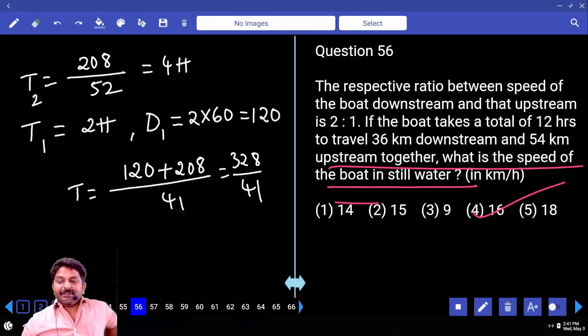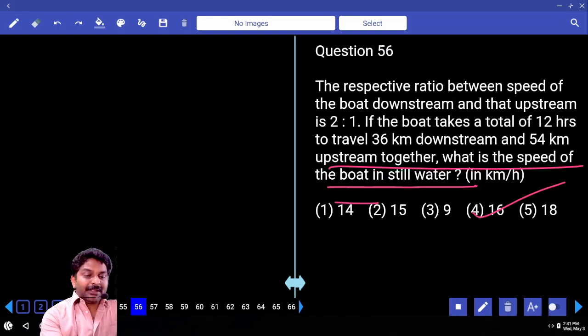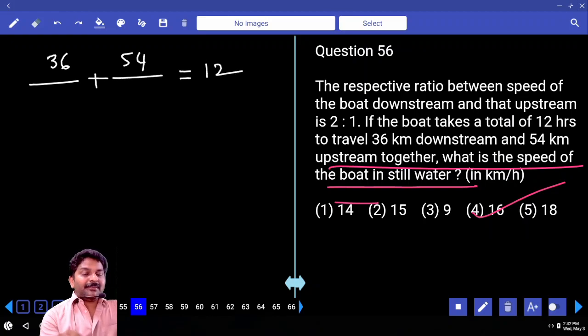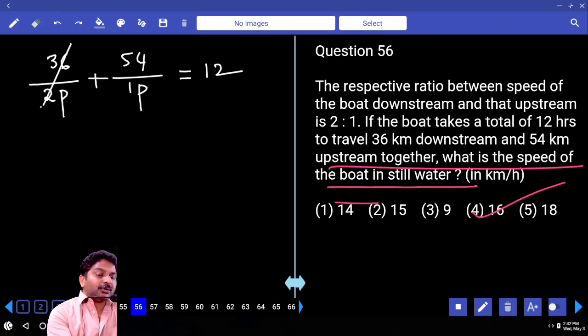The respective ratio between the speed of the boat downstream and upstream is 2:1. If the boat takes a total of 12 hours to travel 36 kilometers downstream and 54 kilometers upstream, what is the downstream speed? 2 parts. Upstream speed, 1 part. 36 kilometers downstream, 54 kilometers upstream, total time 12 hours.